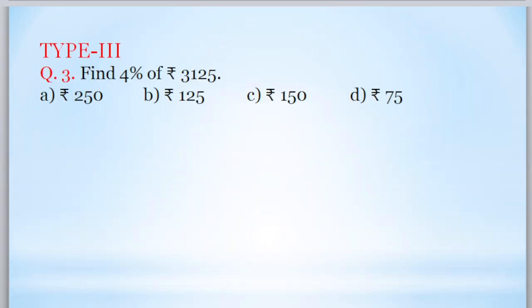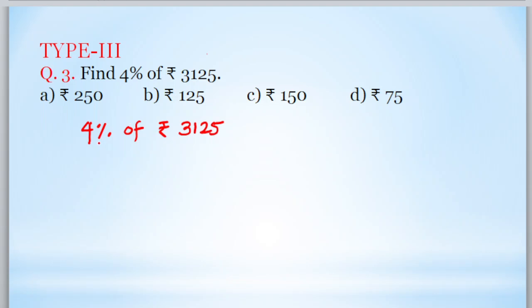Now type 3. Find 4% of rupees 3125. Now here it is written as 4% of rupees 3125.